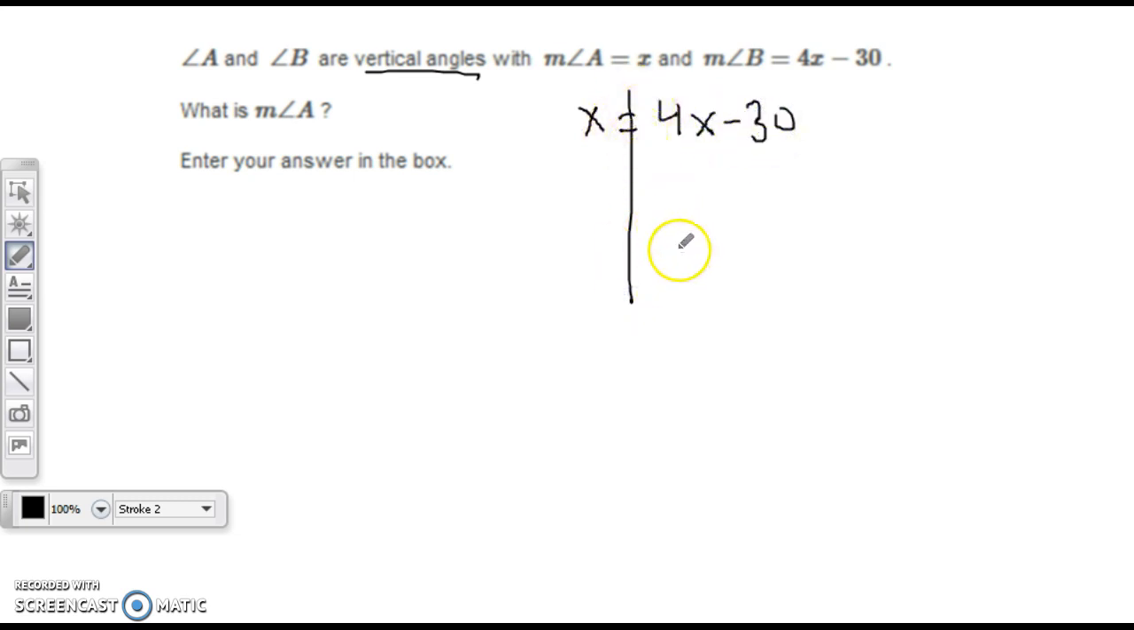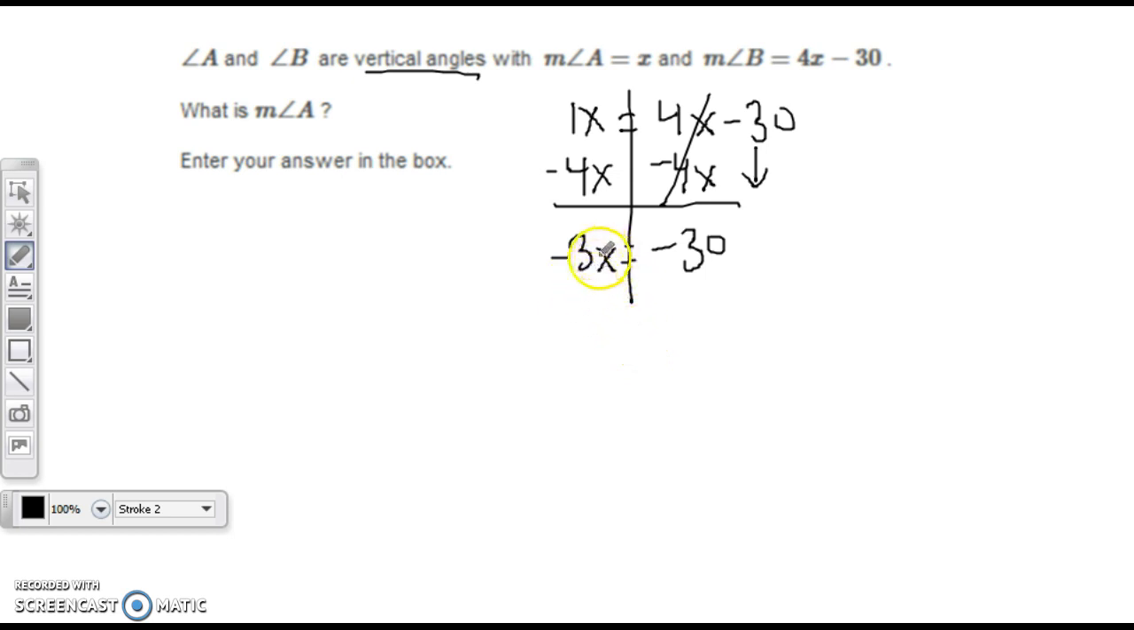And then I'm going to solve my equation. I'm going to try to get my x's on this side, so I'm going to subtract 4x from each side. A positive 4x and a negative 4x are going to cancel. I can bring my negative 30 straight down. And then don't forget there's a 1 in front of this x. So 1x minus 4x would be negative 3x.